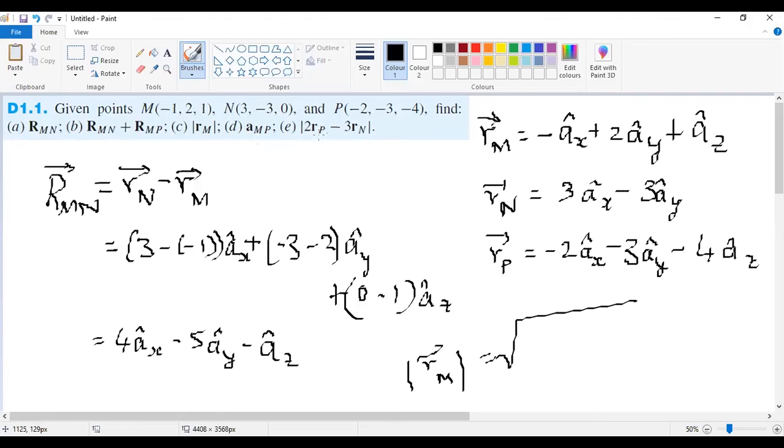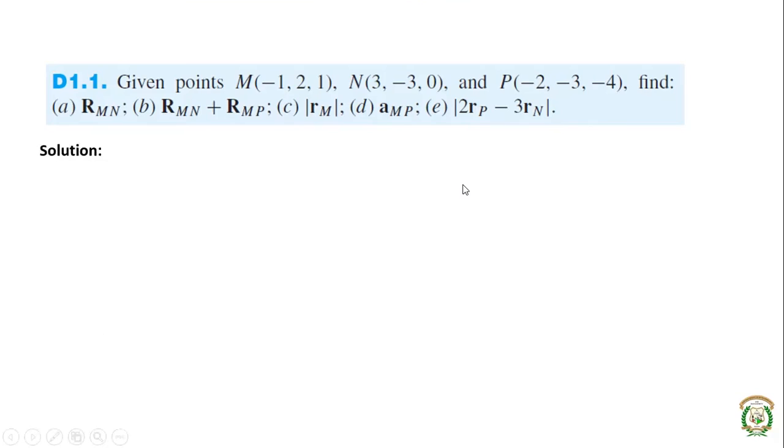Then here, you have 2rp minus 3rn, the magnitude of that. Rp you have found here, Rn also you have found here, right? So to perform this, 2rp means you have to multiply this by the scalar quantity 2. So multiply x, y, and z components with 2, you get 2rp. In Rn, multiply x and y components with 3, you get 3rn. Then perform this and find the magnitude of that. So this is how it can be solved.